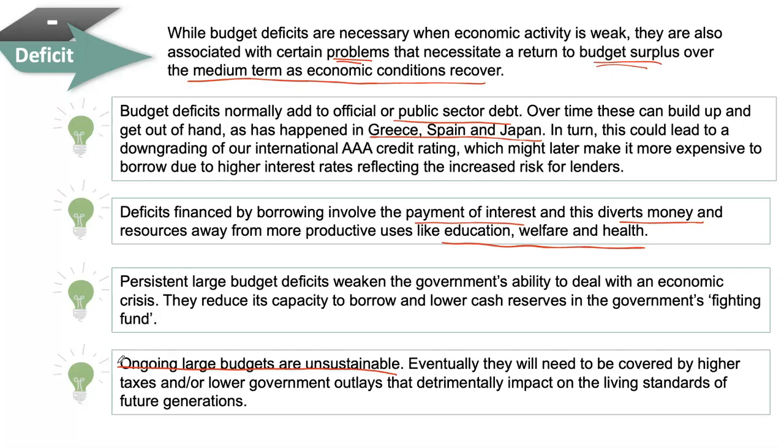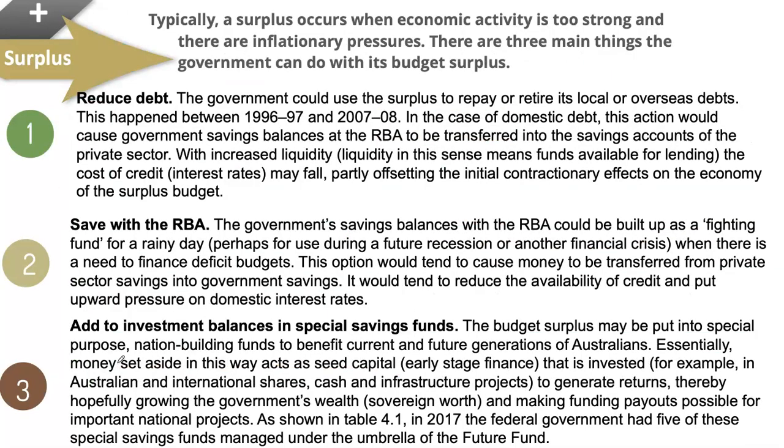So governments don't want to do this on an ongoing basis. They want to get back to surpluses. And this is when economic activity is strong and there are high inflationary pressures. The government will typically take a contractionary approach and have a surplus where revenues are higher than spending. So they're going to recognize that we're not going to spend as much money. We're going to save our money, maybe even use that money effectively by reducing debt.